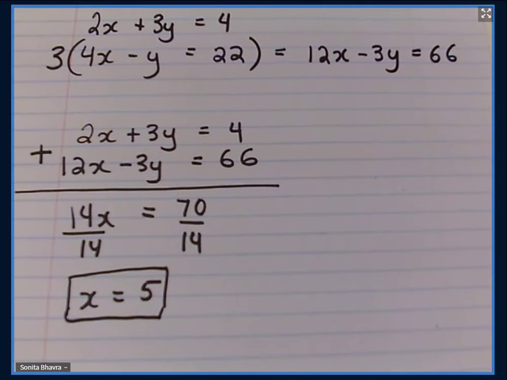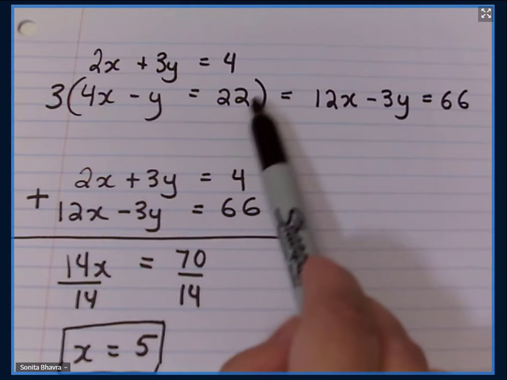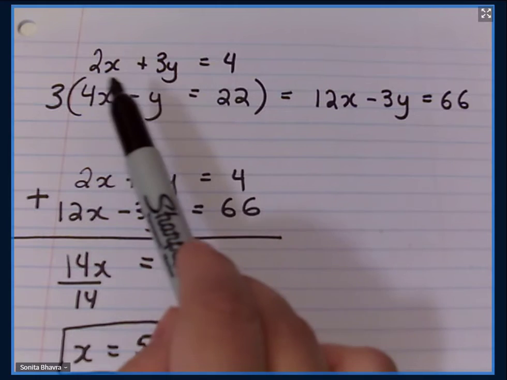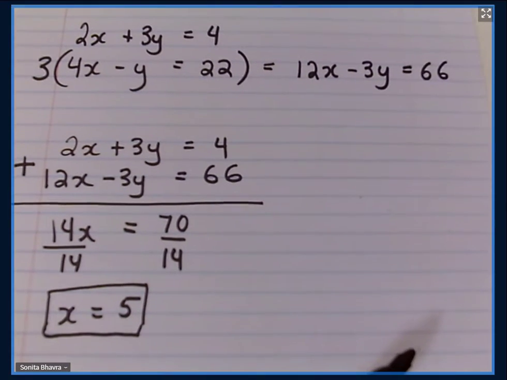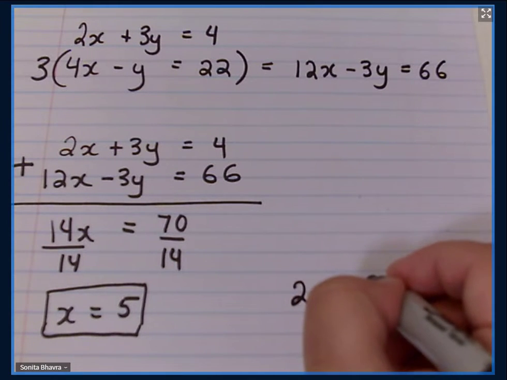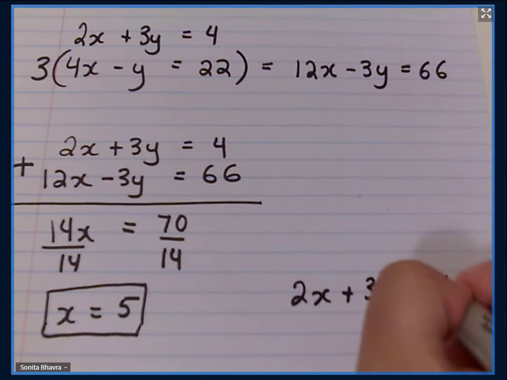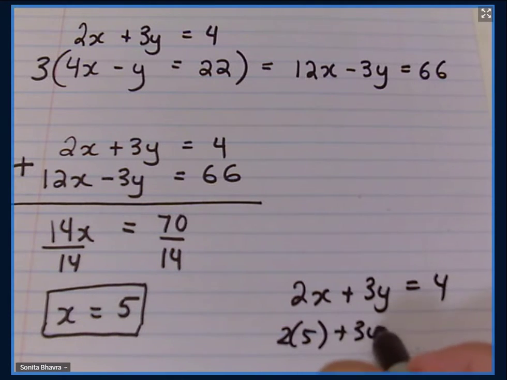So there we go, x is equal to 5. So now all we have to do is substitute x equal to 5 into one of our original equations to solve for y. I'm just going to use the first one, which was 2x plus 3y equals 4. I'm going to substitute in the 5.